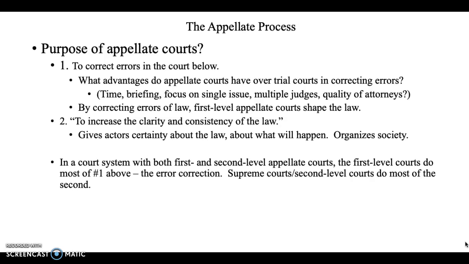What advantages do appellate courts have? Well, they have time. Cases on appeal, you have time to read all the briefing and to focus on a single issue. There's more judges. By correcting the errors of law, the first appellate courts help to shape the law. And also by increasing the clarity and consistency of the law, they give attorneys and parties and lower court judges certainty about what will happen. It's a way to organize society.